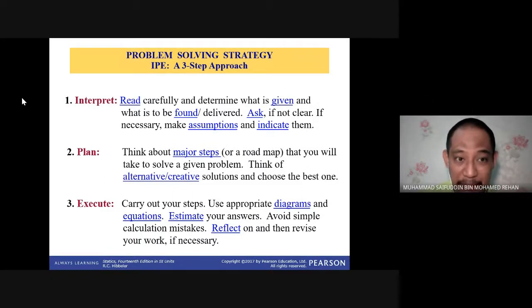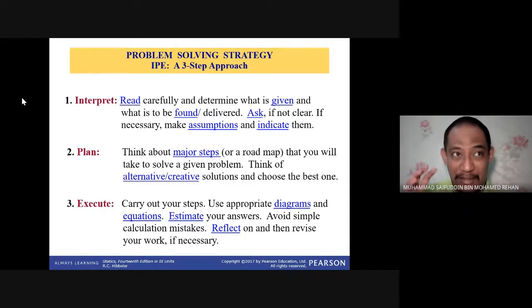And then you have to plan, because some questions have multiple ways. I can use this way, or this way. Some ways are shorter, some are longer. So to not waste time and energy, you should plan before you start calculating, and then execute: carry out your steps, use appropriate diagrams and equations, estimate your answer, avoid simple calculation mistakes, reflect, and then revise your work if necessary.